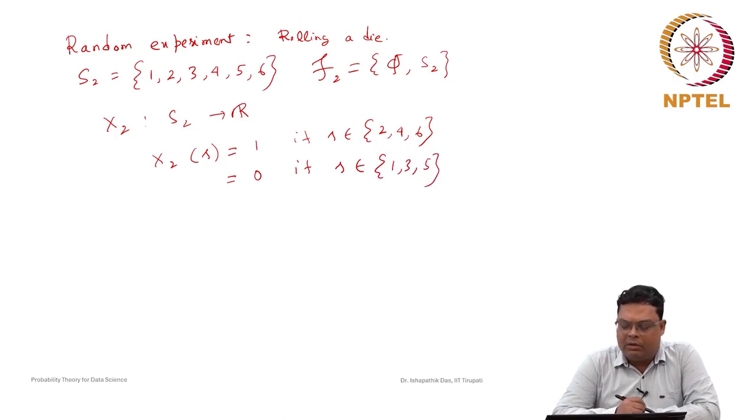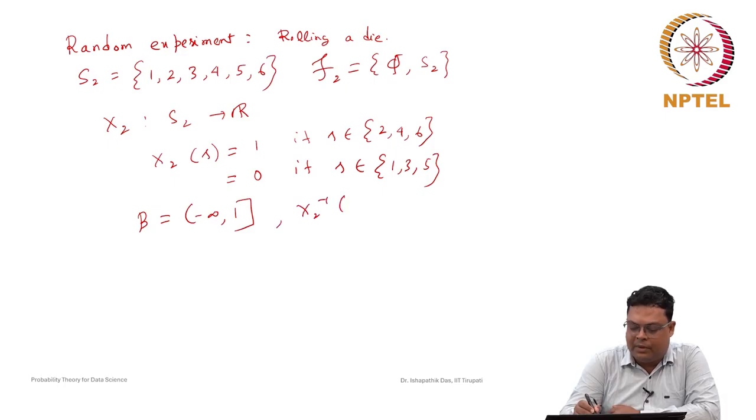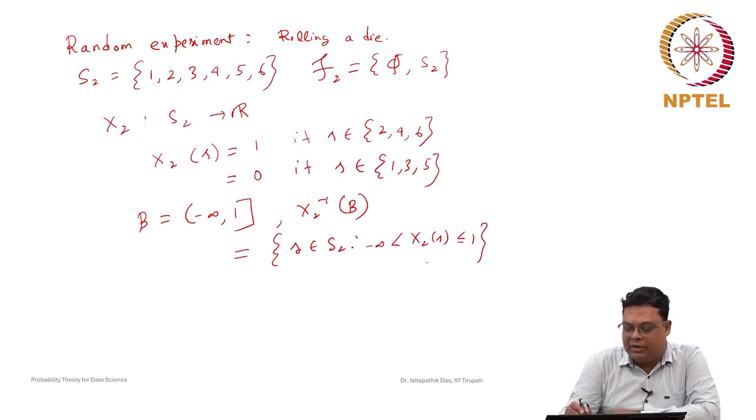Now, if it is a measurable function, then we have to consider a Borel set B. Suppose B is (−∞, 1]. Then what is X2 inverse of B? How will we compute it? It is all the elements in Ω2 satisfying X2(s) less than or equal to 1 and greater than −∞.